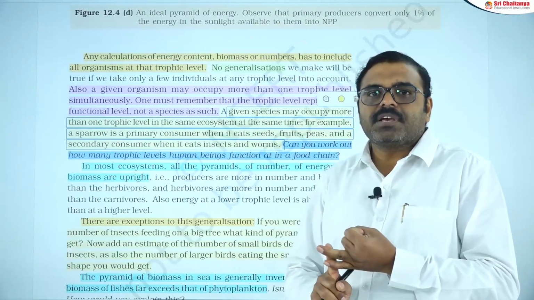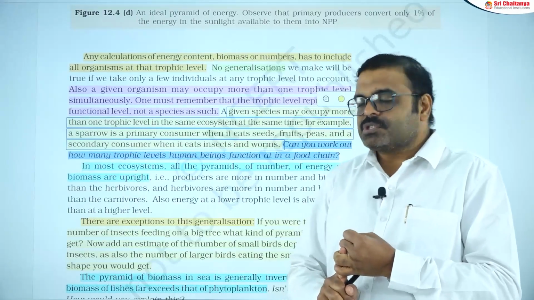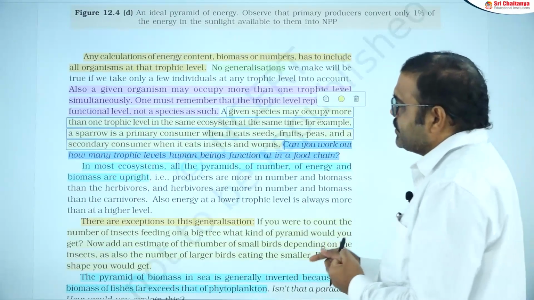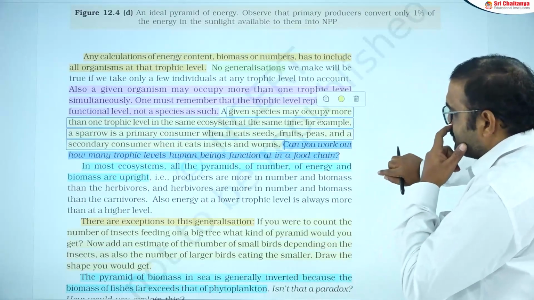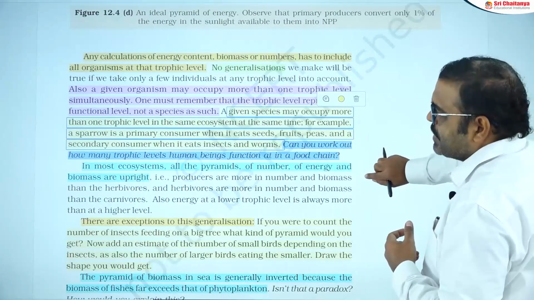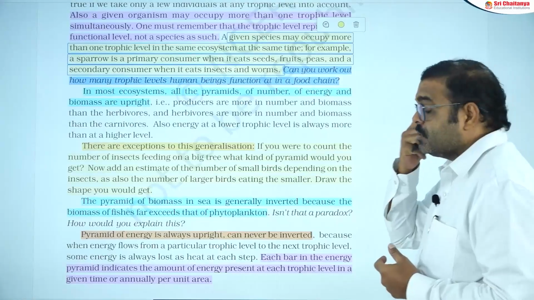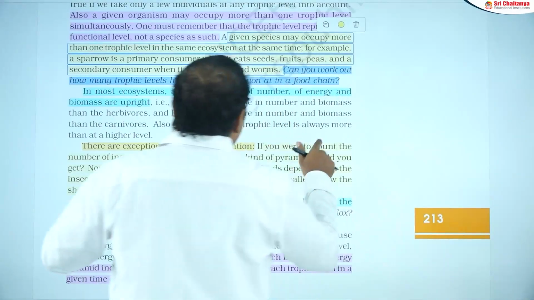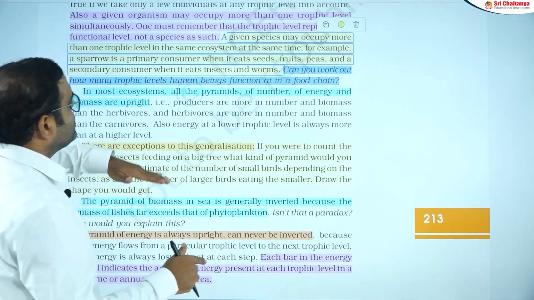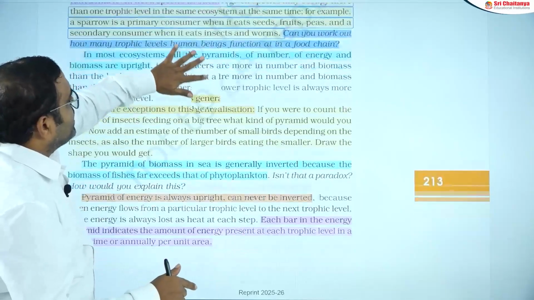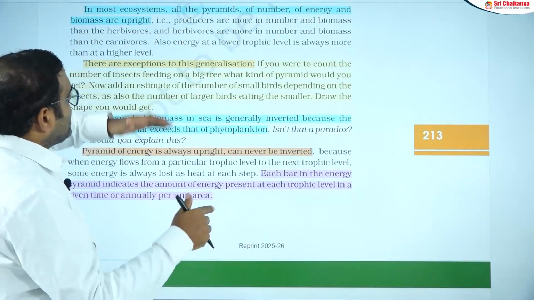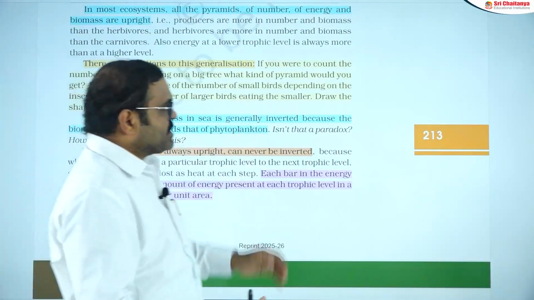If they take other animals like birds, those are secondary carnivores. Then the next one is, in most ecosystems, all the pyramids of numbers, energy and biomass are upright. This is very important. Most of the pyramids are upright, but not all. Producers are more in number and biomass than the other organisms. That's why they are explaining the upright pyramids. But there are some exceptions.